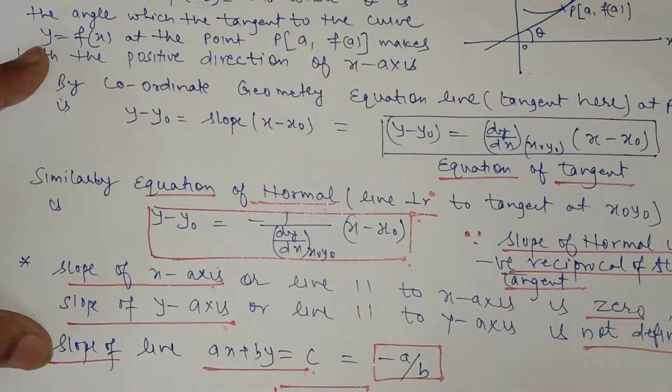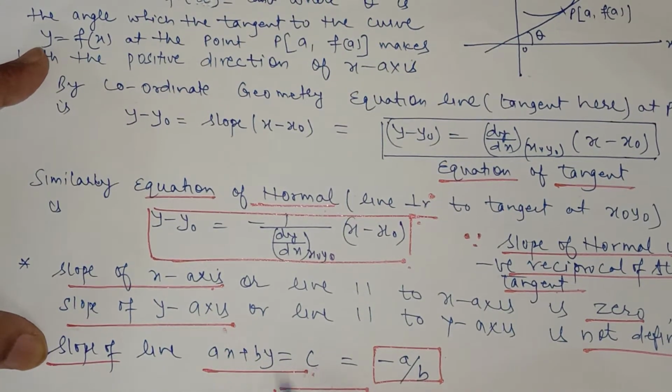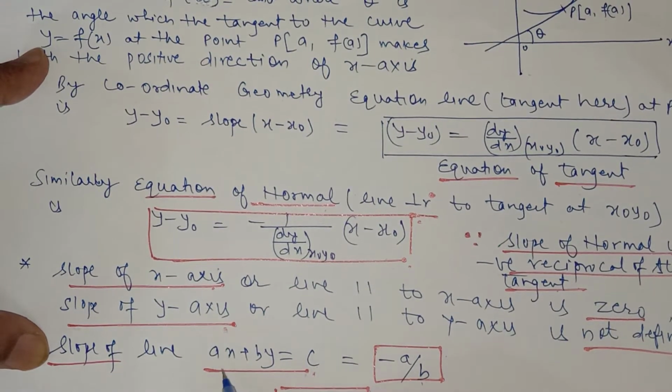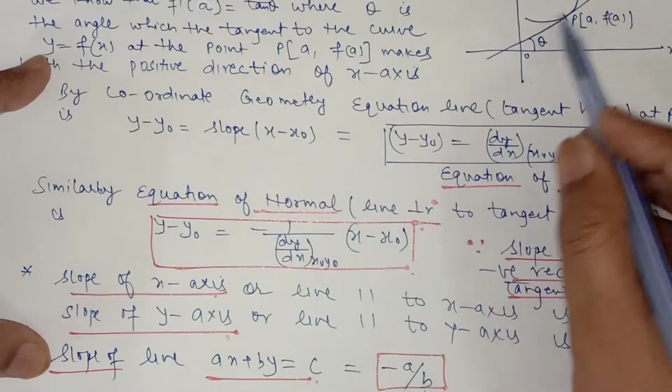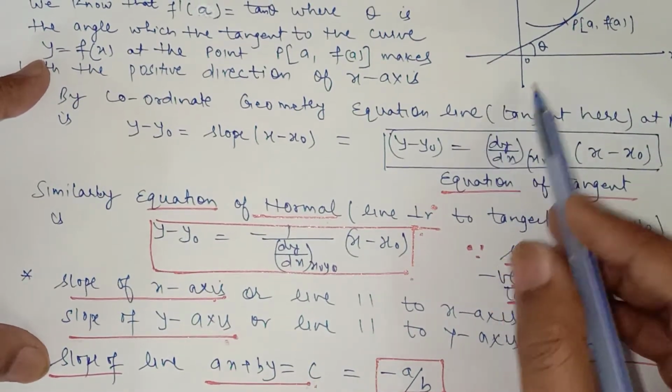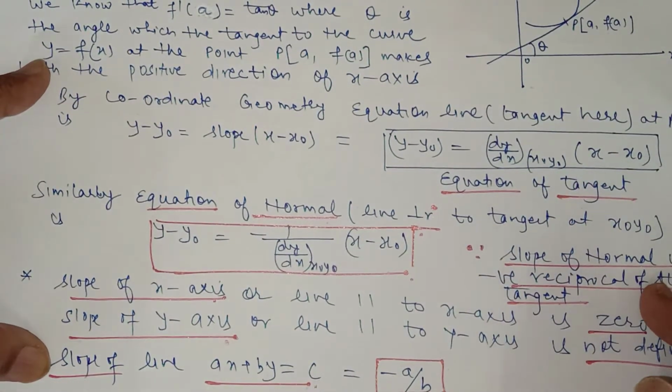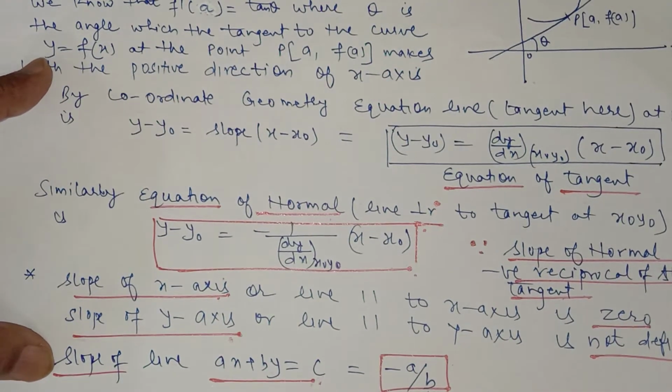Now for any line ax plus by is equal to c, its slope is minus a upon b. This you have done in coordinate geometry in your class 11th. Any line in the form ax plus by is equal to c has slope minus a upon b, and the slope of a curve is obtained by differentiating the curve at the point (x naught, y naught).